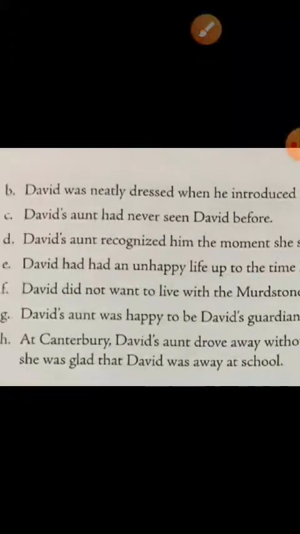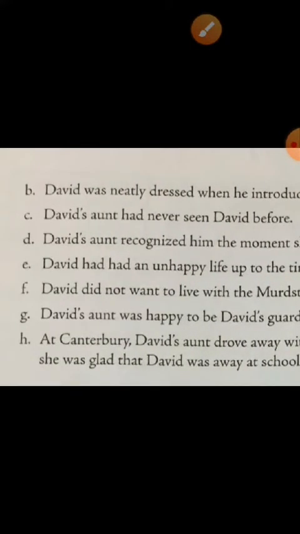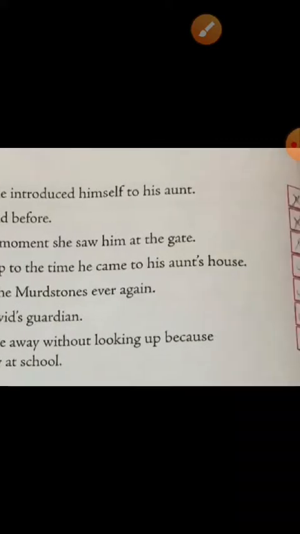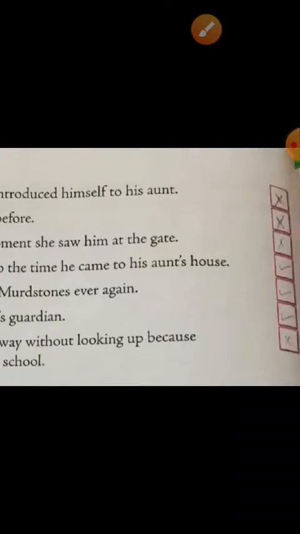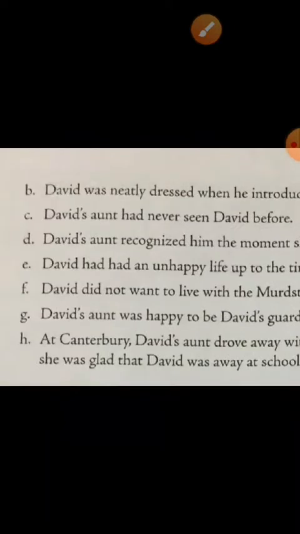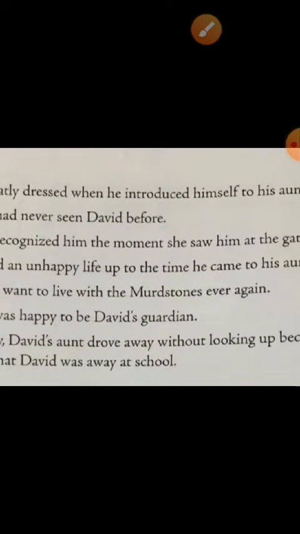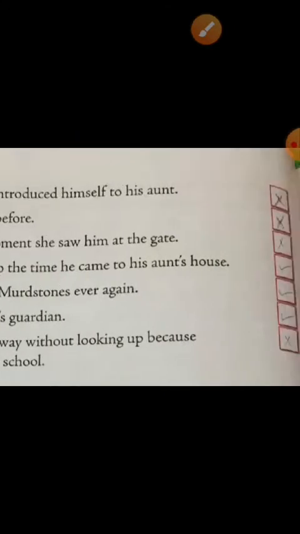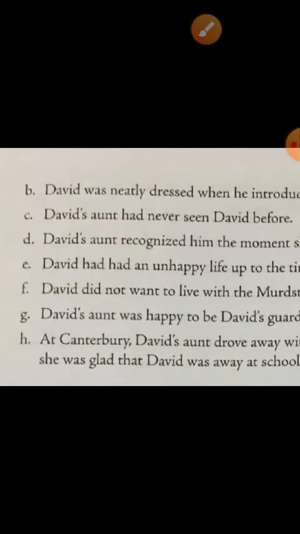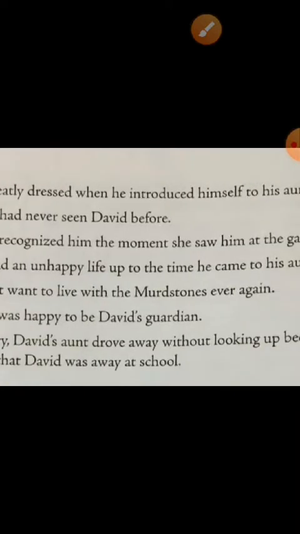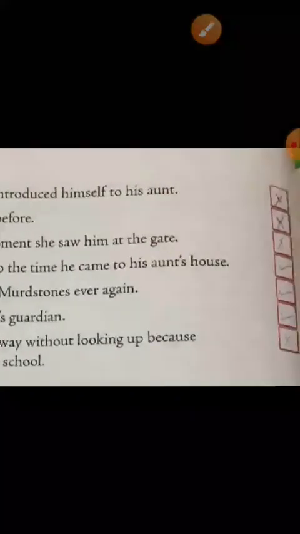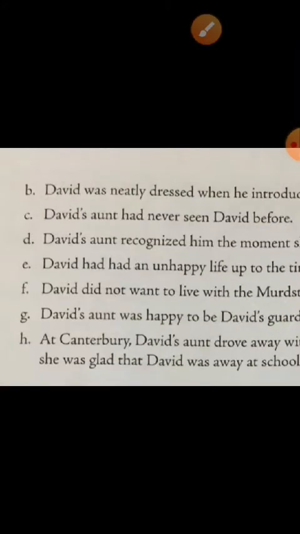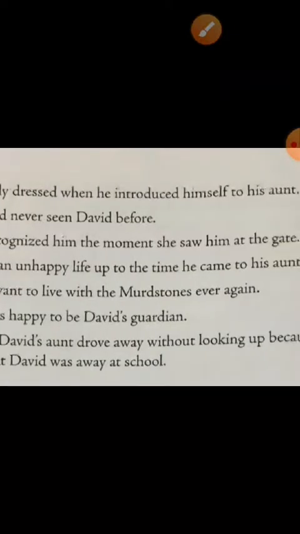Okay. Next, David's aunt recognized him the moment she saw him at the gate. No, she didn't recognize him. David had had an unhappy life up to the time he came to his aunt's house. Yes. This is right. Next, David did not want to live with the Murdstones ever again. This is also right.